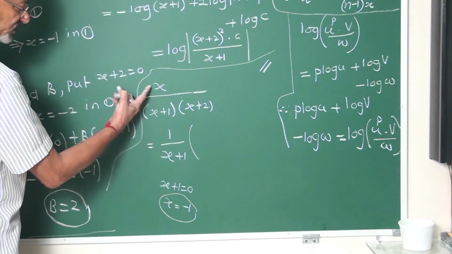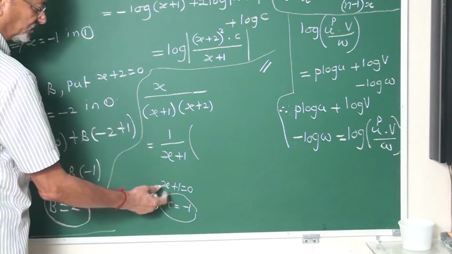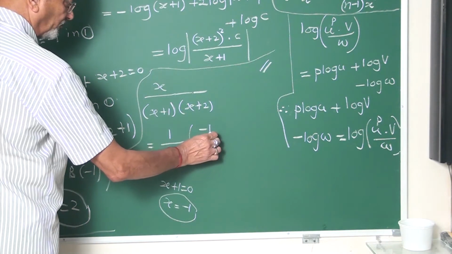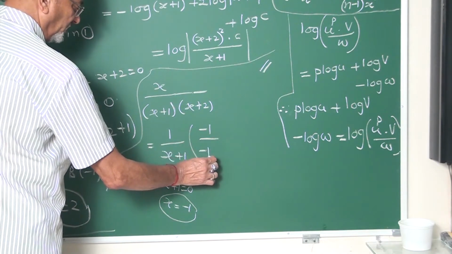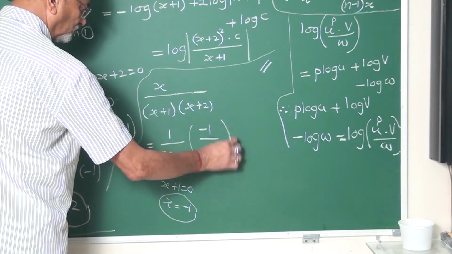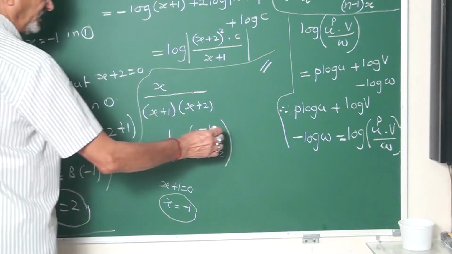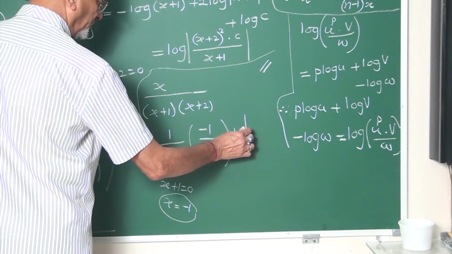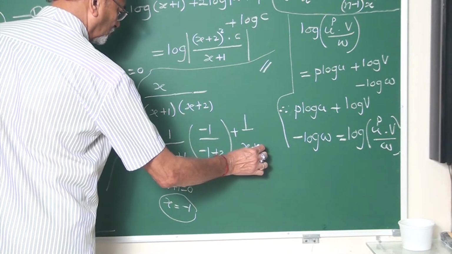Where to substitute? In the remaining. x is minus 1, so it is minus 1 plus 2. Yes, right. The second factor: plus 1 upon x plus 2.